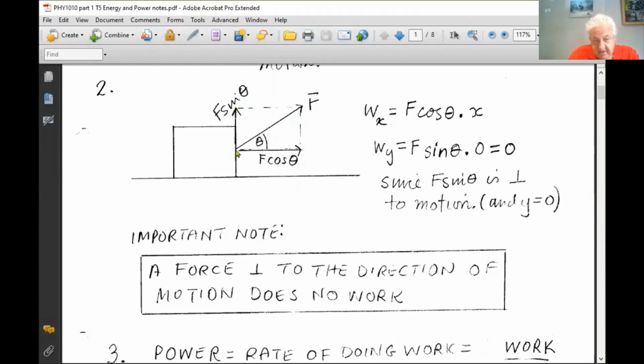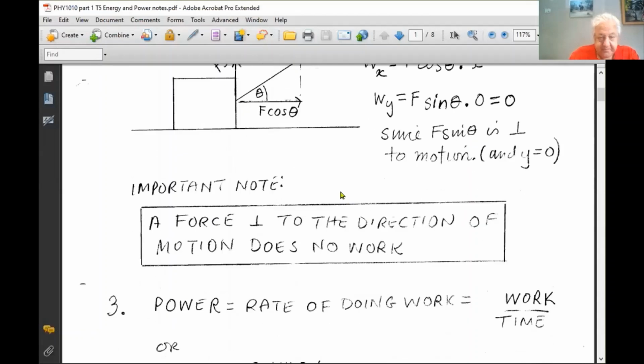In this case, the only force that does work is the force in the direction of motion, which is F cos theta. So work in the x direction is F cos theta multiplied by x. But in the y direction, it doesn't move, so the work done is 0. This force, however, will affect the value of gravity, but that's not relevant in calculating the work being done. So the important point here: a force perpendicular to the direction of motion does no work.